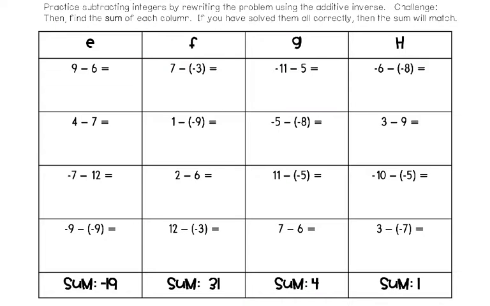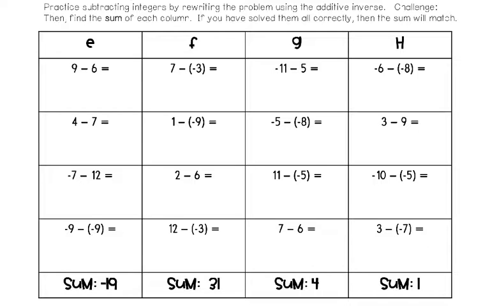So now we have the same activity we looked at the other day. This time we're going to be subtracting. So it says practice subtracting integers by rewriting the problem using the additive inverse. Challenge: find the sum of each column. If you solve them correctly, the sum will match. So you'll be able to check your work before I even post an answer key. So I'll do column E with you, and then you'll be left to do the rest by yourself.